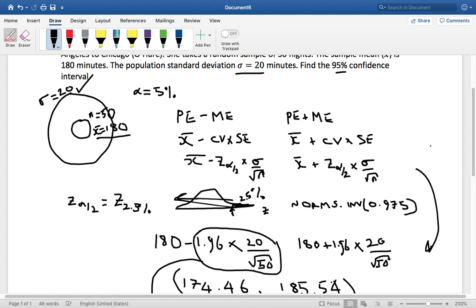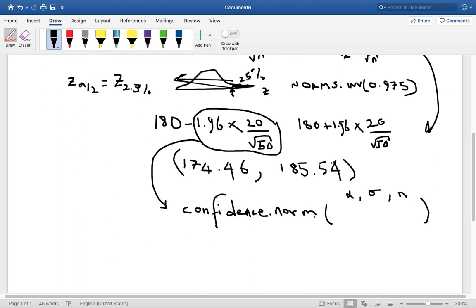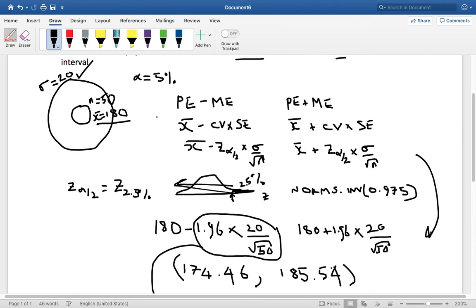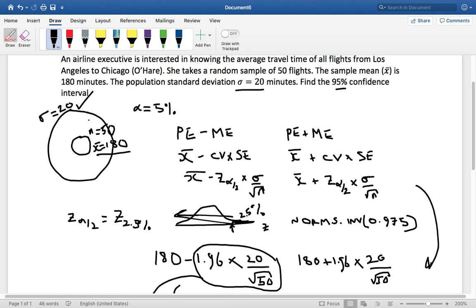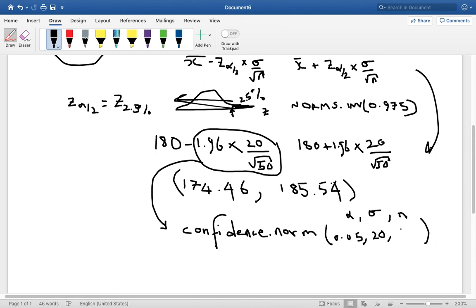We could see it up here. So we have a 95% interval, so I'm going to put 0.05. The standard deviation, what was that? Population was up here, it's 20. So I'm going to put 20. And the sample size, what was the sample size? The sample size was 50. So let's put the sample size in here, 50.